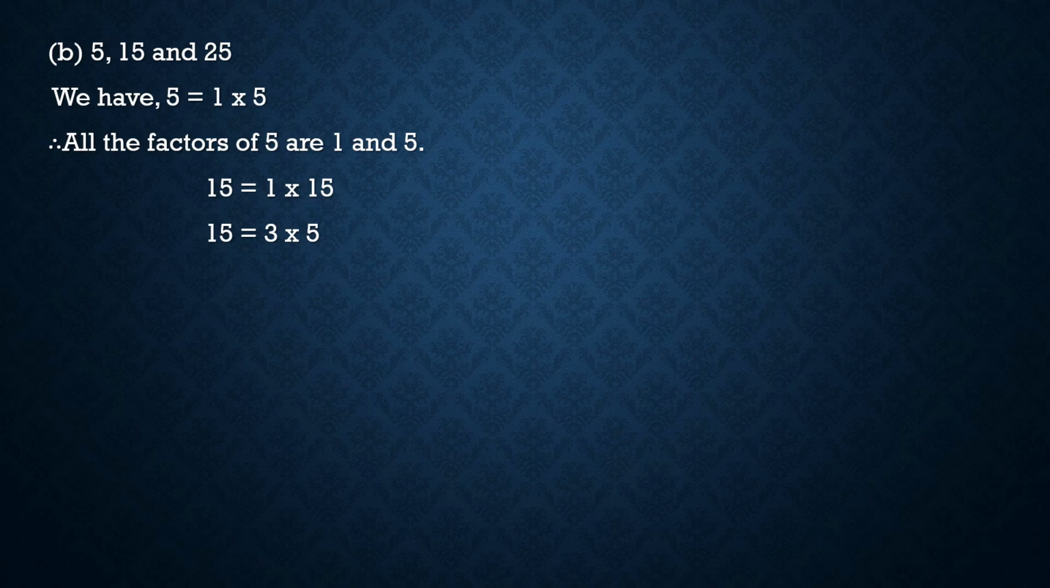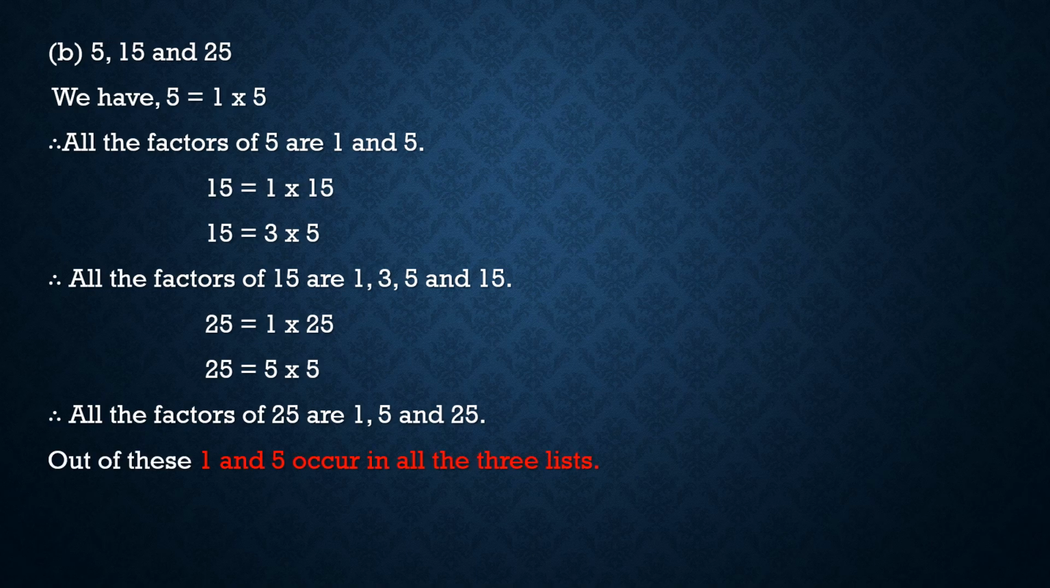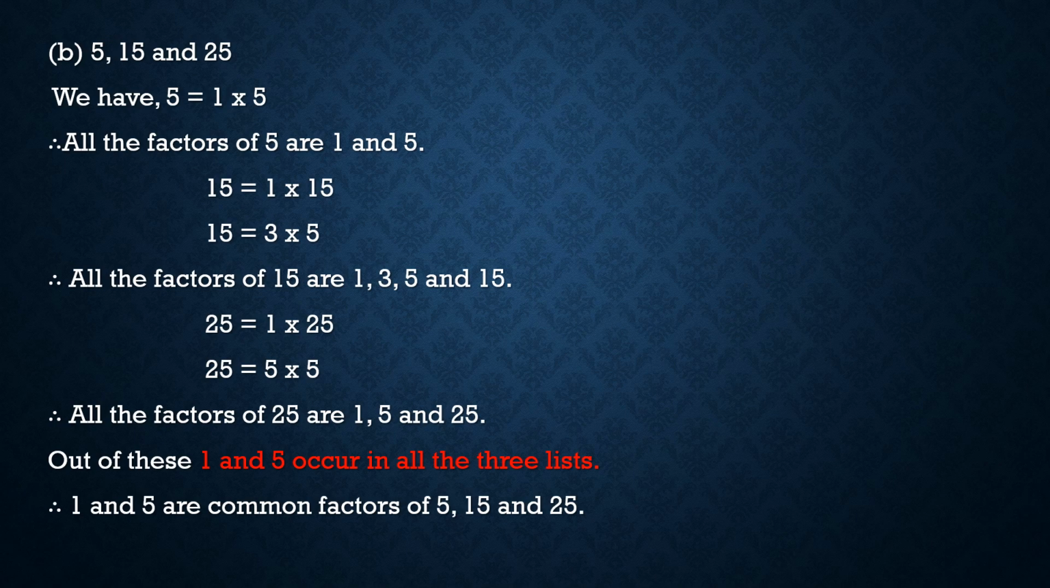Next is 15. 15 is equal to 1 into 15 and 3 into 5. It means that all the factors of 15 are 1, 3, 5 and 15. Next is 25, which is equal to 1 into 25 and 5 into 5. Therefore, all the factors of 25 are 1, 5 and 25. Out of these, 1 and 5 occur in all the 3 lists. Therefore, 1 and 5 are common factors of 5, 15 and 25.